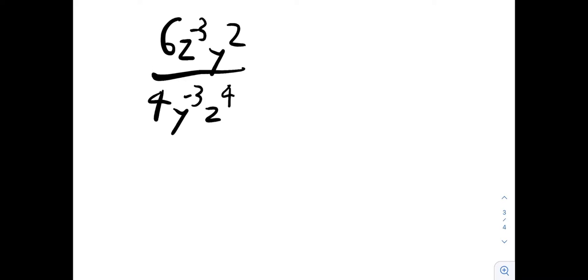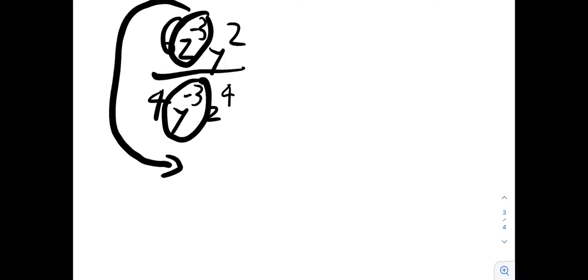And now in this example, what's different is that we have negative exponents. And so whenever you have negative exponents, you want to write the equation so that the final answer has positive exponents. And so the way to get each of these powers to have positive exponents is to move them to the opposite side of the fraction. So this z to the power of negative 3 is going to move to the denominator, and this y to the power of negative 3 is going to move to the numerator.